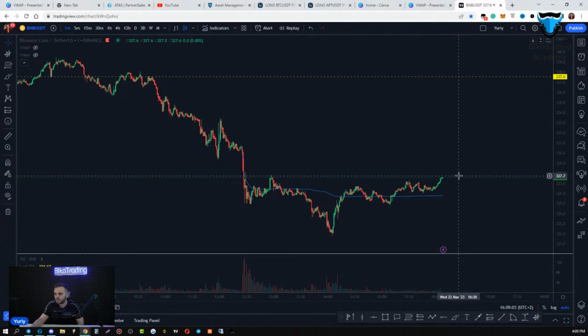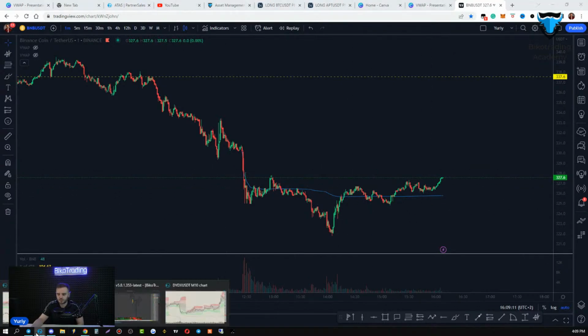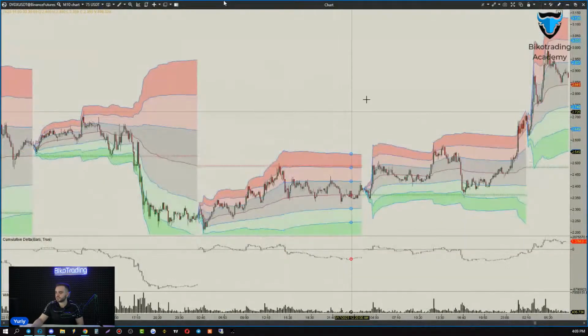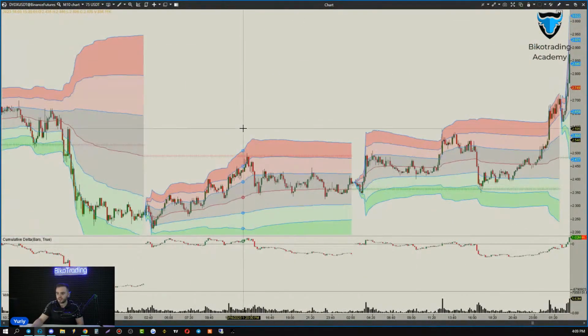Some of you would ask, Yuri, what does this line mean? This line means average traded price. Why is it so important for us? Let me show you this picture. It's better. It's important because it shows the biggest amount of coins traded during the day, and it shows areas where institutional investors will start using it in the future.